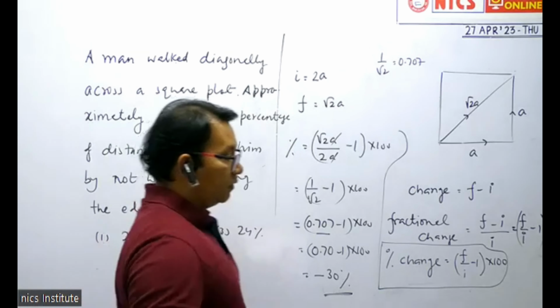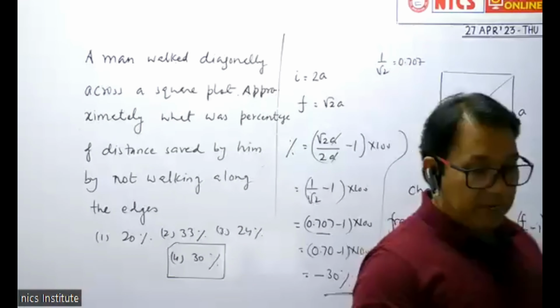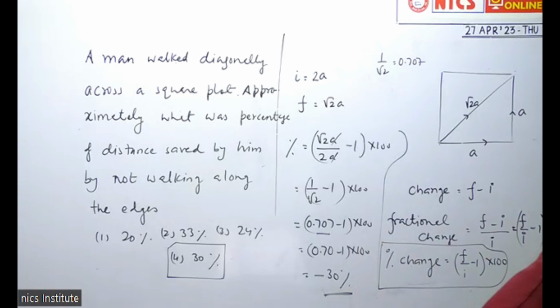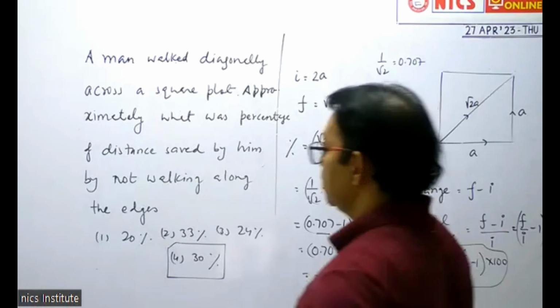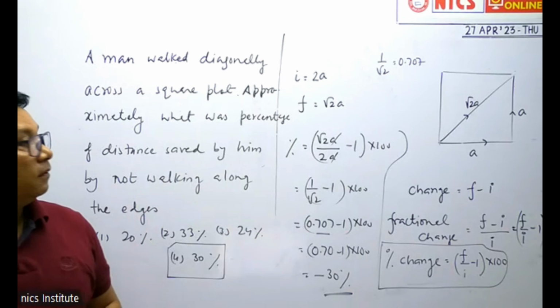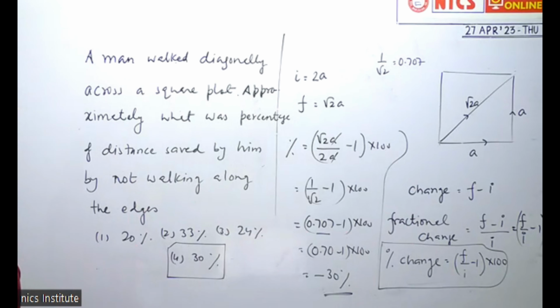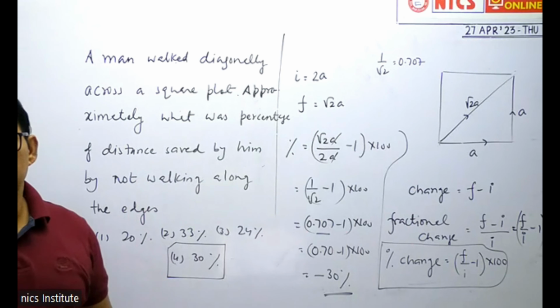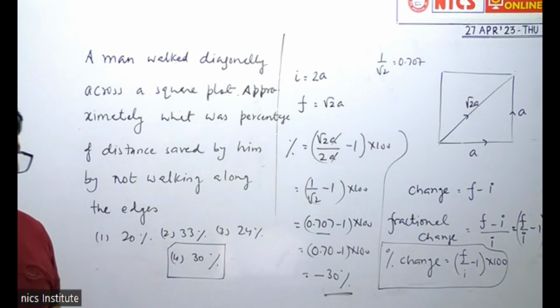Very popular question of this NATA. It has been there many times in NATA papers. Percentage change will always be final by initial minus 1 into 100, whatever the quantity is. Yes, Reed, your answer is correct.